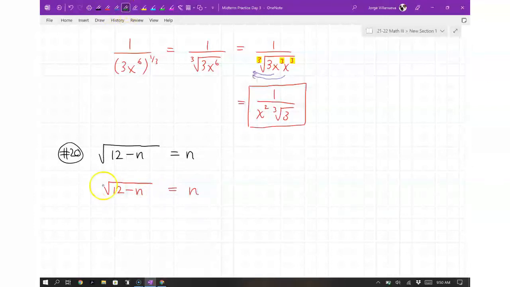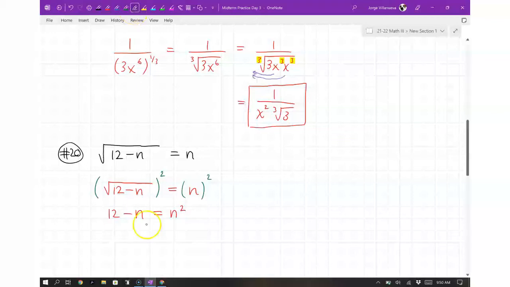Okay, you're going to want to square both sides. So this squared, this squared. So you get 12 minus n equals n squared. And I mean, that's not hard to do. It's pretty straightforward. The hard part is where you've got to factor, but hopefully, if you feel comfortable with factoring, then that's not a hard thing to do either.